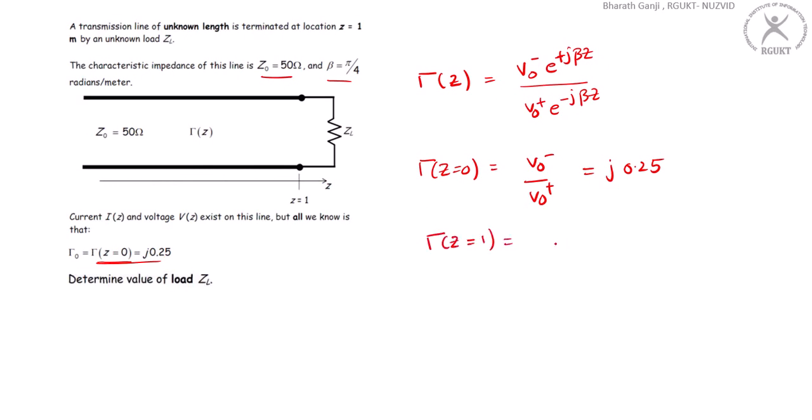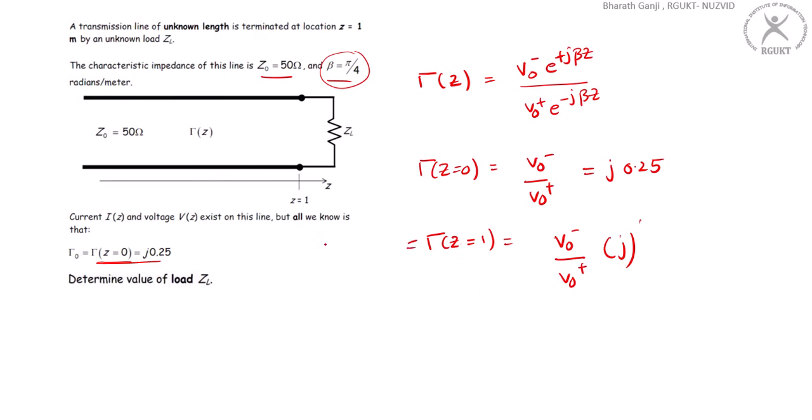So at Z equal to 1, the value is V0 minus by V0 plus times e power plus j beta divided by e power minus j beta. Beta is given as pi by 4. If I take the e power minus j to the numerator, I simply get e power plus 2j beta. If I put beta equal to pi by 4, this becomes e power j pi by 2, which is nothing but equal to j.